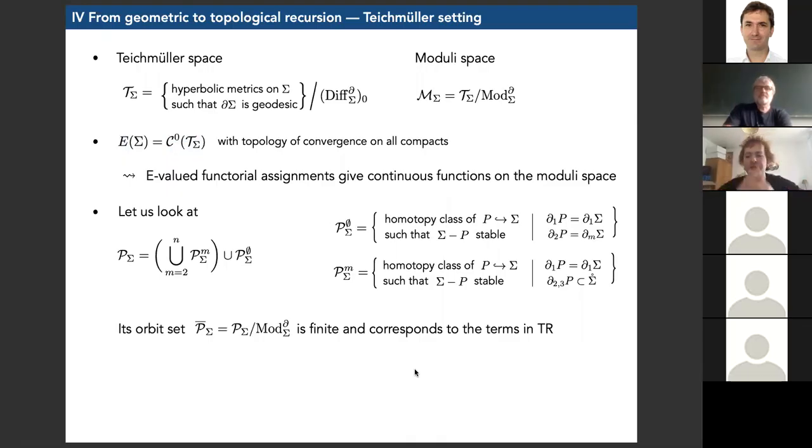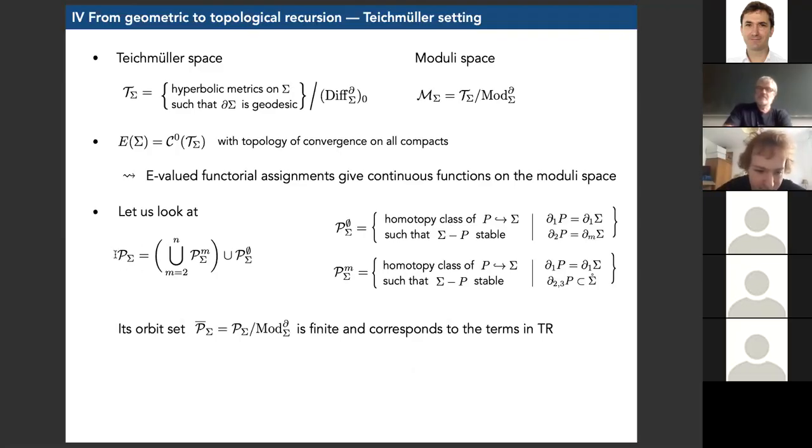And to produce such a thing, I want to use this idea of removing pairs of pants as I did before in topological recursion. That's what we saw. But here in a much more concrete way, because you do have a surface. And the thing to do is to look at homotopy classes of embedded pairs of pants inside the surface, satisfying all the conditions that I had before.